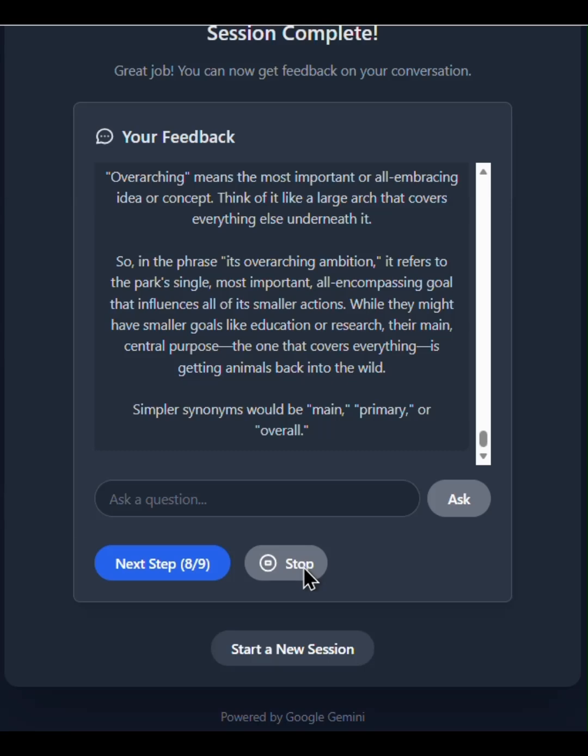Of course. Overarching means the most important or all-embracing idea or concept. Think of it like a large arch that covers everything else underneath it. So in the phrase, its overarching ambition, it refers to the park's single, most important, all-encompassing goal that influences all of its smaller actions. While they might have smaller goals like education or research, their main central purpose, the one that covers everything, is getting animals back into the wild. Simpler synonyms would be main, primary, or overall.